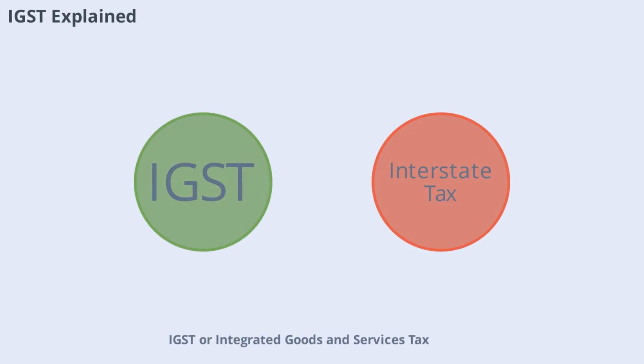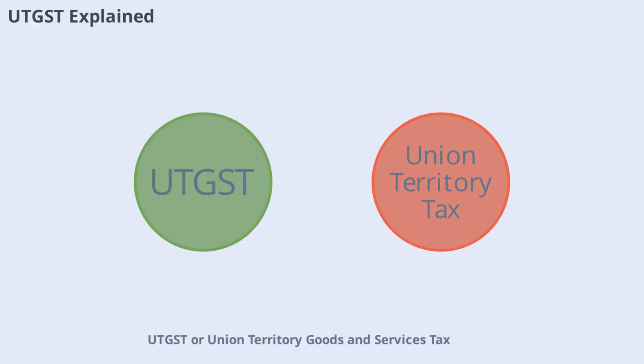IGST, or Integrated Goods and Services Tax, is applicable to interstate transactions and imports. It is collected by the central government and then distributed among the states involved in the transaction. IGST simplifies the process by ensuring that states only deal with the central government for interstate tax settlements, rather than with each other.